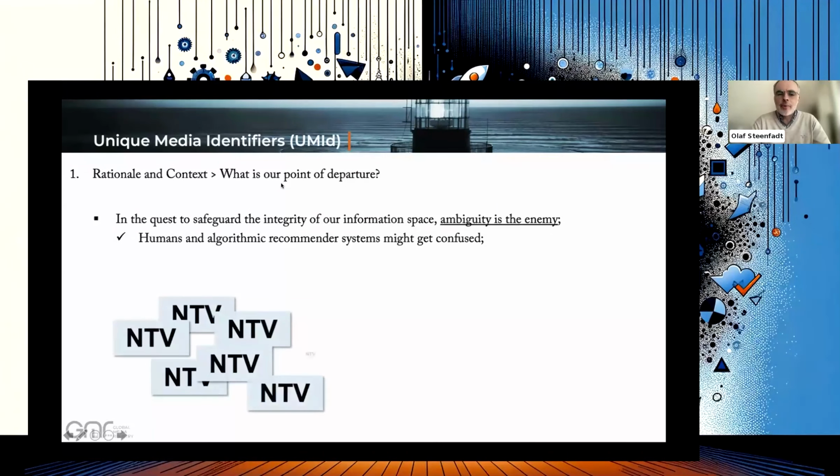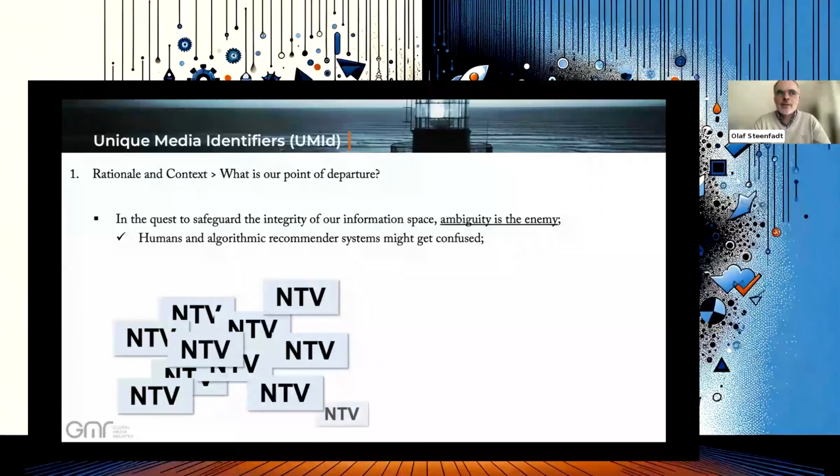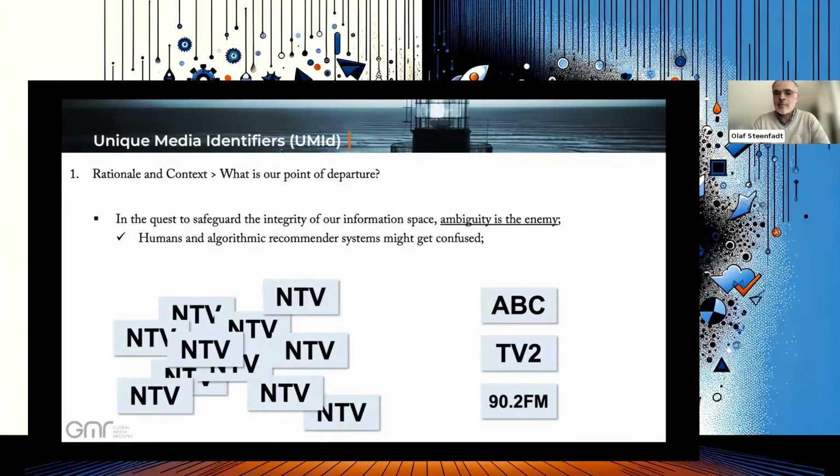Very few examples. If you try and find TV stations or media outlets that are called NTV, there are dozens and dozens, literally probably hundreds of them. And it sounds a bit silly, but it's not really easy to differentiate or to distinguish between them. Other examples are brand names like ABC or TV2 or channel frequency names of radio stations, which obviously in a global information space are easy to confuse.